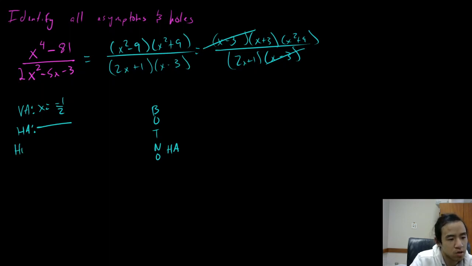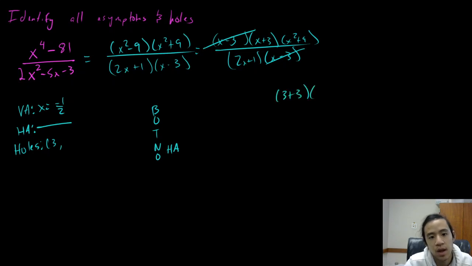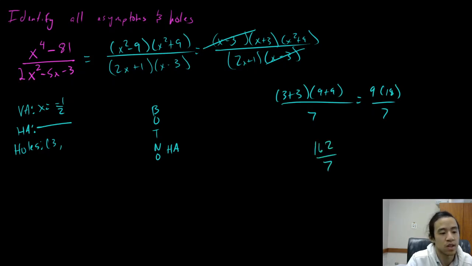And let's see, what else do we have here? Let's look for any holes. So like I mentioned before, we are going to have a hole at x equals 3. Now we have to find the y value. So what we're going to do is we're going to plug that in. So we're going to have 3 plus 3 and then 9 plus 9 over, let's see, 3 times 2 plus 1, that's going to be 7. So at the top here we have a huge number. We have 9 times 18 over 7. So that is going to be 9 times 18 is 162 over 7. So that's going to be the y value of our hole.